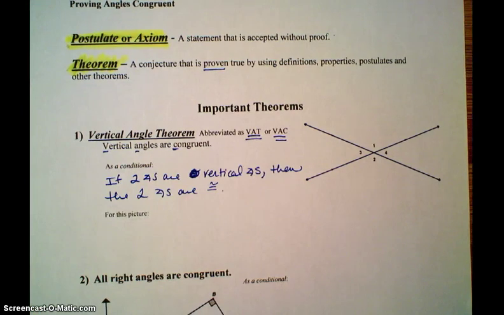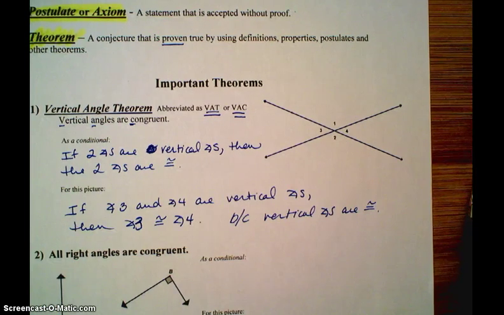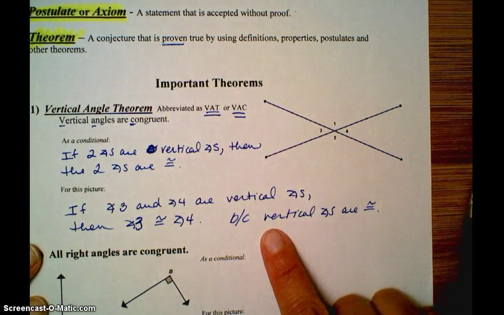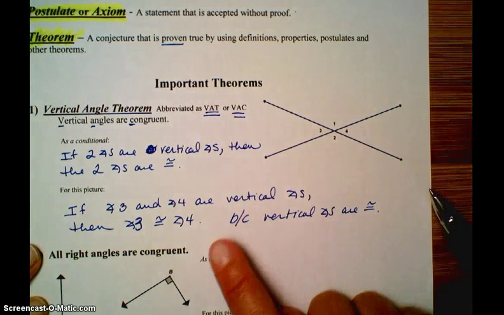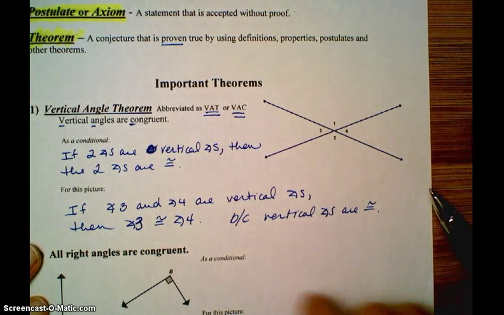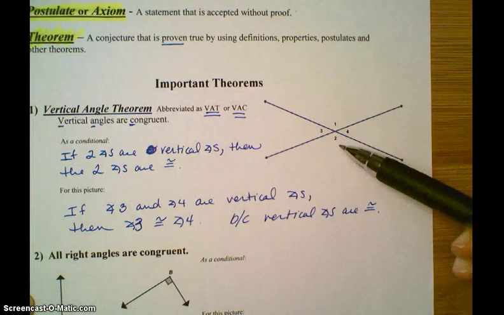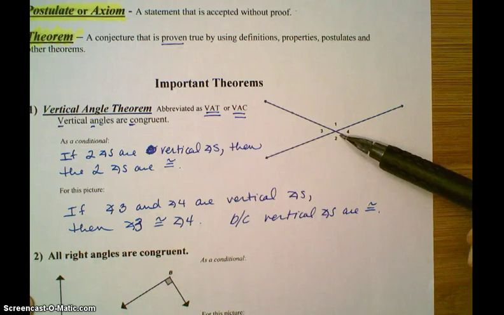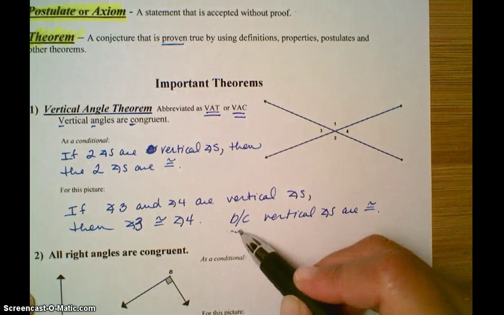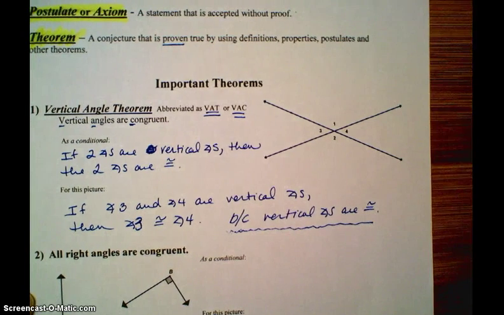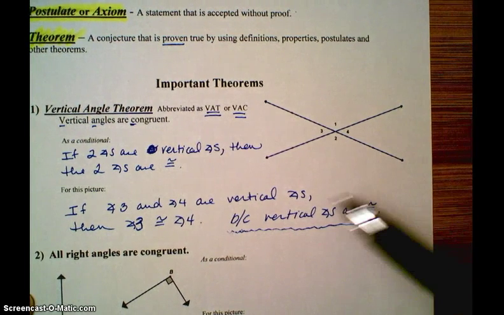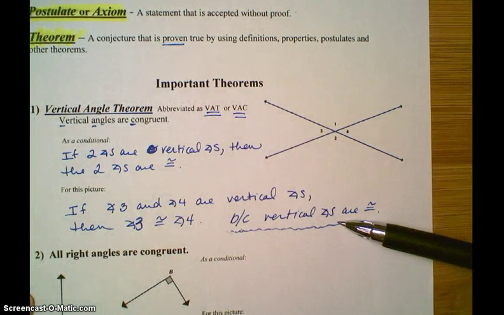Okay, here's the theorem written out as a conditional. You might want to stop the video and copy that down. Okay, here's the same statement applied to this particular picture. And you'll notice I wrote it out for angle 3 and angle 4, but it could also be written out for angle 1 and angle 2, which are the other pair of vertical angles in this picture. Notice also I put here the reason we get to make that statement is because vertical angles are congruent. We justify our statement with this particular theorem.